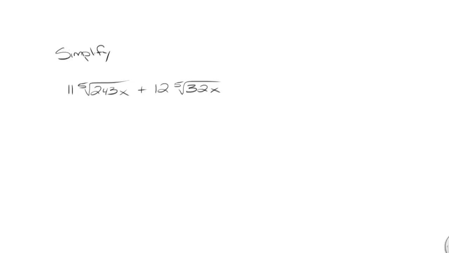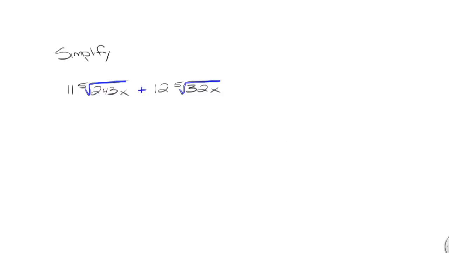All right, I'm asked to simplify this expression: 11 fifth root of 243x plus 12 fifth root of 32x. This is going to involve radical addition. My first thing I'm going to do is simplify each of these radicals. Again, I'm ignoring this addition that's happening right here in the middle. I'm just going to simplify those radicals.